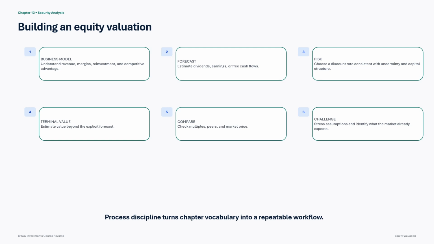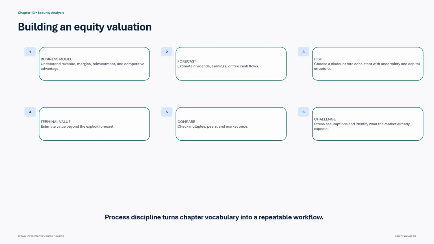Step 6 is challenge. Stress the key variables and ask what the market already expects. Build a base case, downside case, and upside case. Identify the assumption that matters most. Ask what evidence would invalidate the thesis.